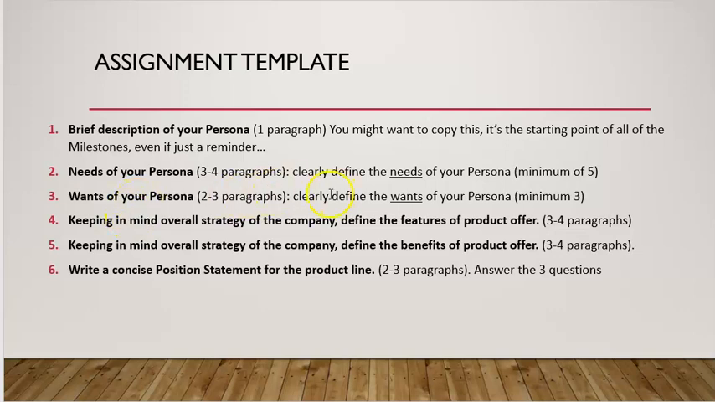What are the wants of your persona? Clearly define what the wants of your persona are, minimum about 3. But the point of it is that those are the things that the customer is looking for, keeping in mind the overall strategy of the company, which was well defined in the introductory document to the project. Define the features of the product offer. And also keeping in mind the overall strategy of the company, define the benefits of the product offer. And they should be about 3 to 4 paragraphs as they apply to your product.